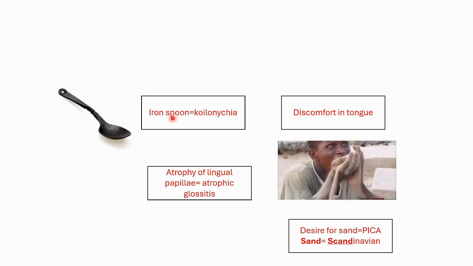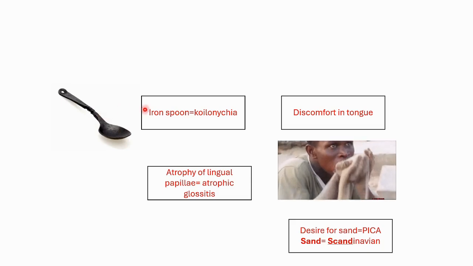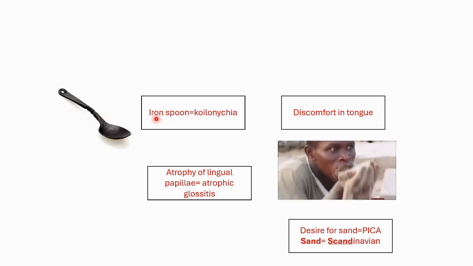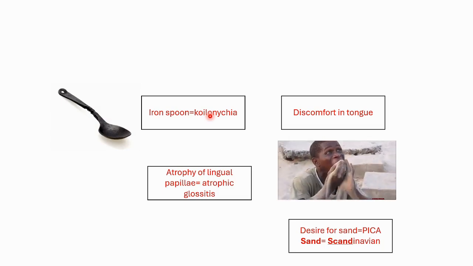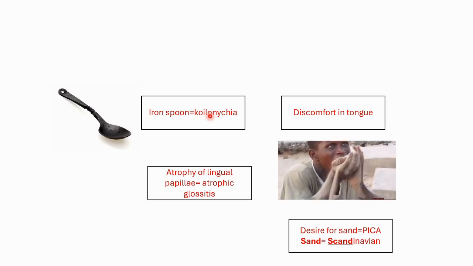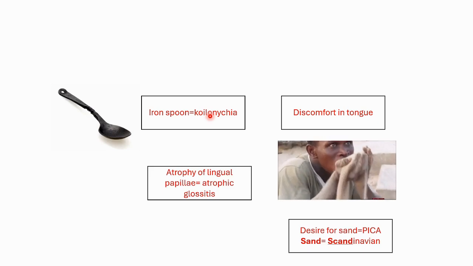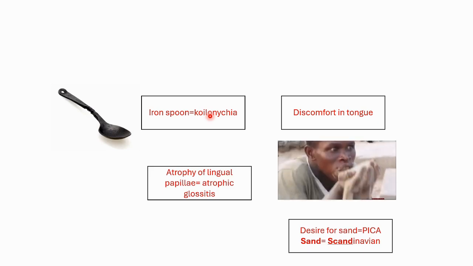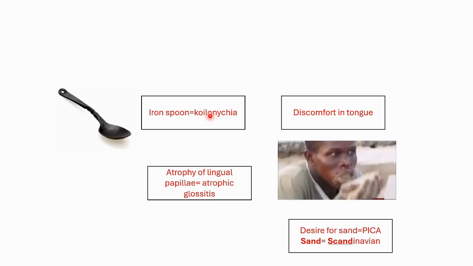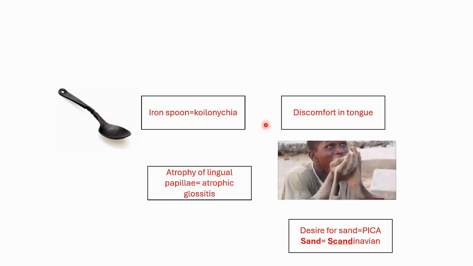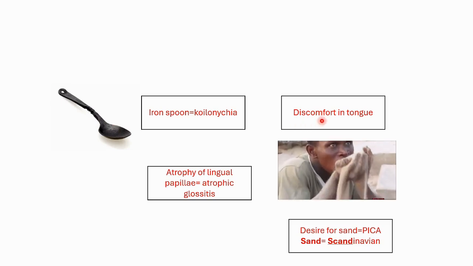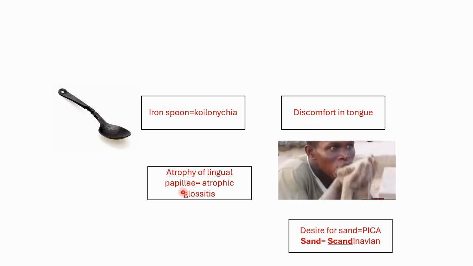So let's break down each of the points. Here I said iron spoon because the iron spoon reminds us of koilonychia, where the nails become spoon shaped or brittle. So persons suffering from iron deficiency anemia or Patterson-Kelly syndrome or Plummer-Vinson syndrome have these features of koilonychia, where they have this spoon shaped nail or the nails are brittle.